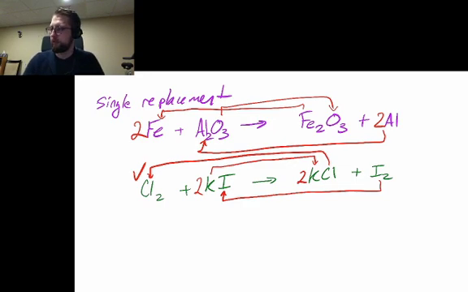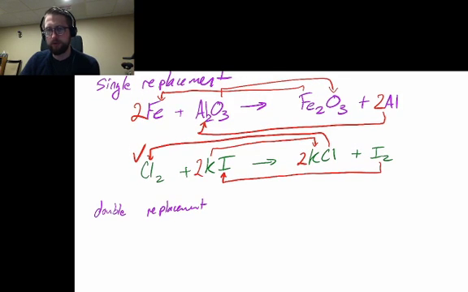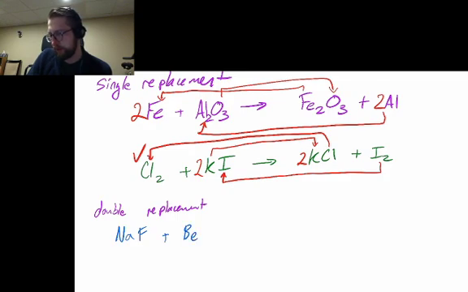So let's move to the double replacement. In a double replacement reaction, we have 2 reactants, and they are both going to switch partners. It's always the hardest part just thinking about all the different examples. So let's make sodium fluoride and beryllium chloride, something like that. So that's going to make sodium chloride and beryllium fluoride.